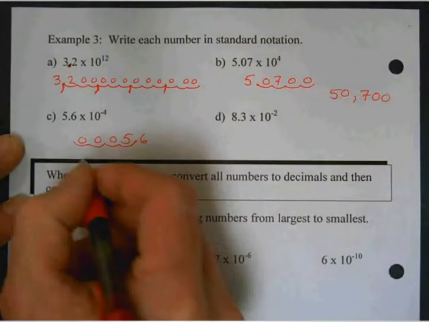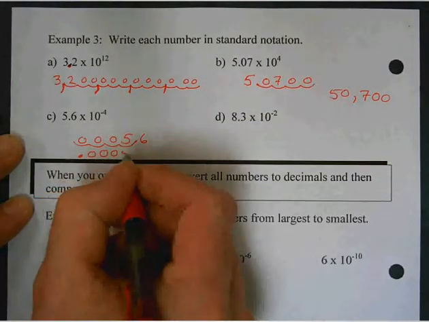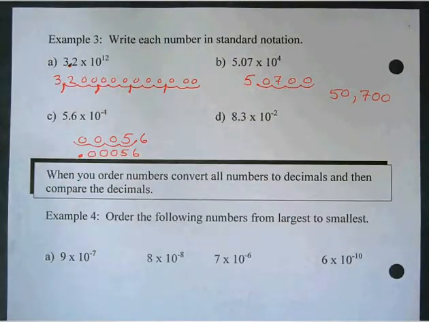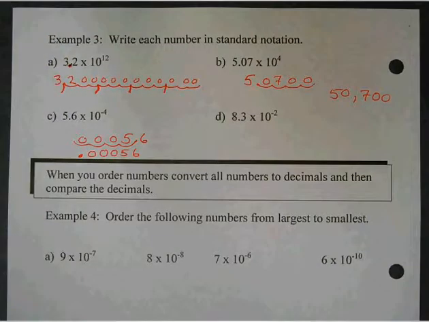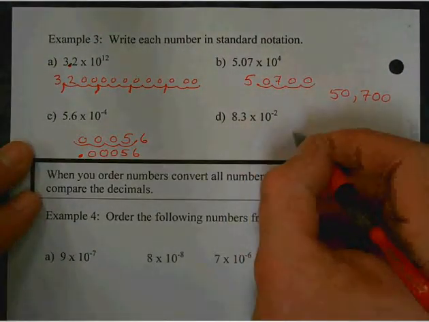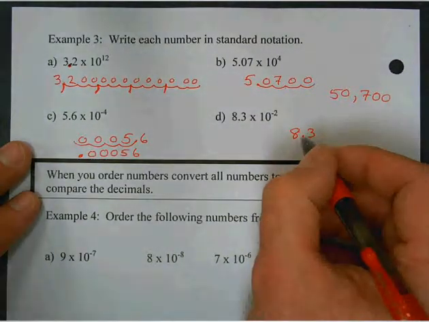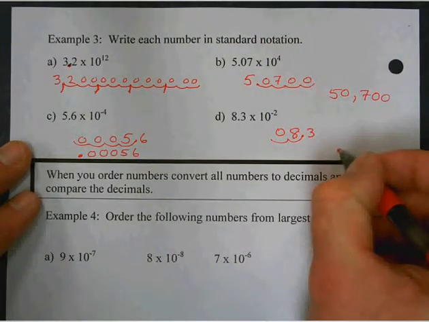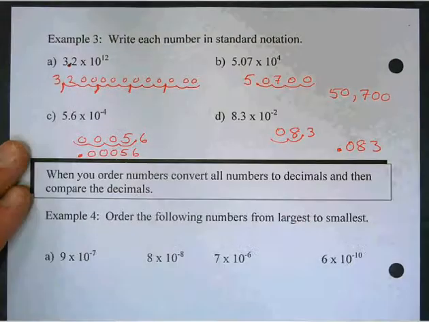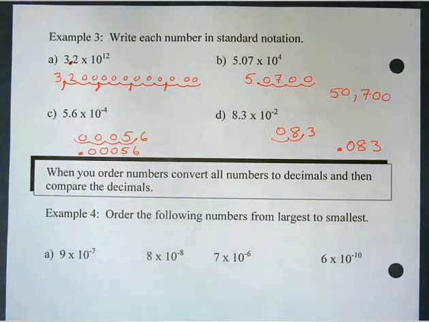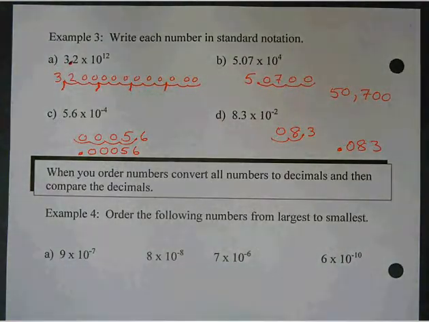So we have 0.00056. Does this make sense? Just how to move back and forth. All right, let's do the 8.3. How many positions do I move? 2. 1, 2. So I have 0.083. So converting from standard to decimal, back and forth between that and scientific notation.